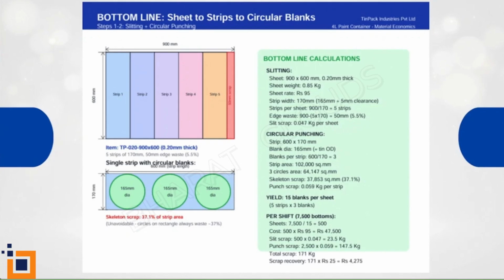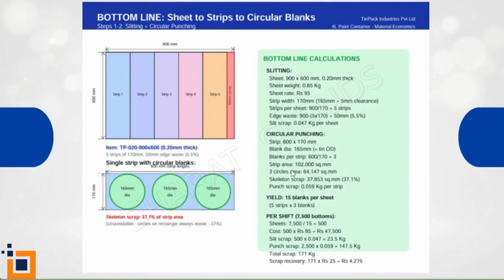You can see the red strip at the edge of the diagram. Slit scrap is 0.047 kilograms per sheet. Now the circular punching, and this is where the math gets interesting. Each strip is 600 mm long and 170 mm wide. We punch circles of 165 mm diameter. How many circles fit? 600 divided by 170 gives us 3 blanks per strip.